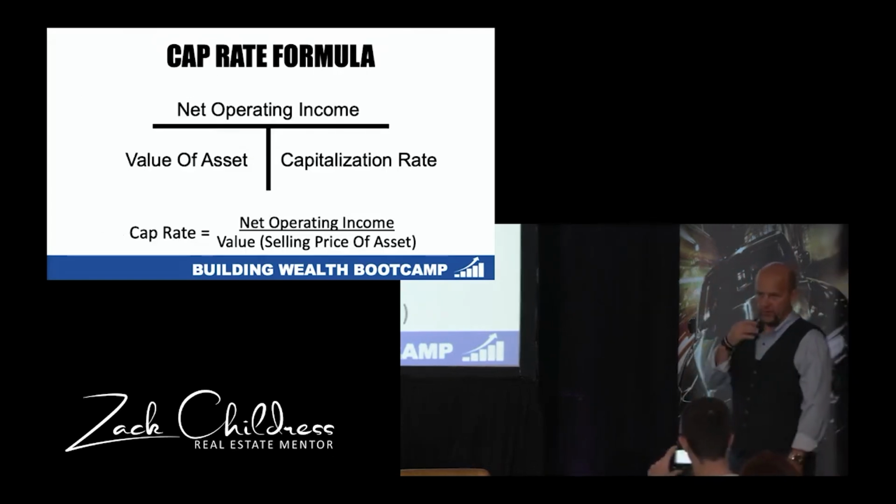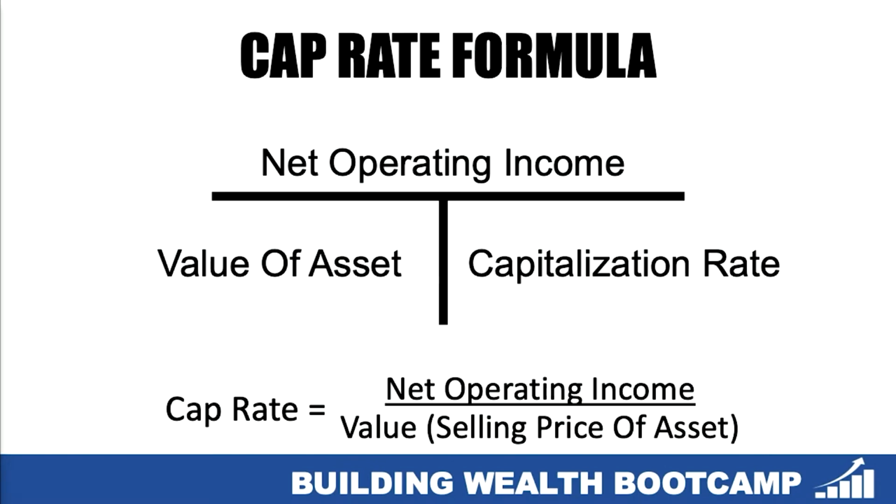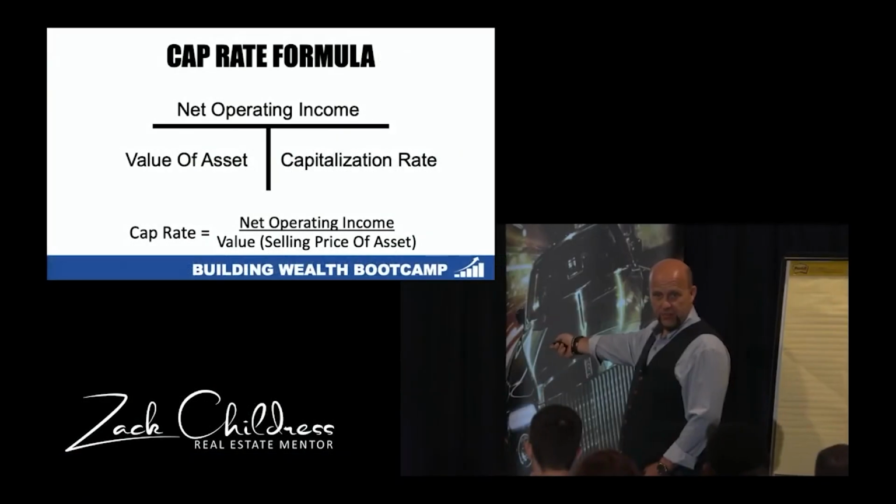Here you go, guys. This is your T formula. Your T formula is one of the most important formulas that you'll ever learn in this space. What does it mean? If I know the net operating income and I divide it by the capitalization rate, it tells me what? The value of the asset. If I know the net operating income and I divide it by what they want, it tells me what? What's the cap rate they're selling it at? You guys with me on this?